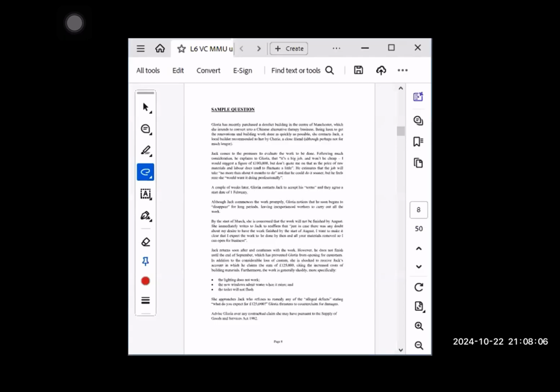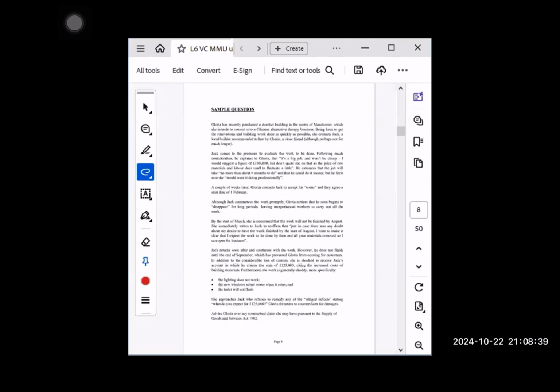Following much consideration, he explains to Gloria that it's a big job and won't be cheap. "I would suggest a figure of £100,000, but don't quote me on that, as the price of raw materials and labour does tend to fluctuate a little." He estimates that the job will take no more than 6 months to do, and that he could do it sooner, but feels sure that she would want it doing professionally.